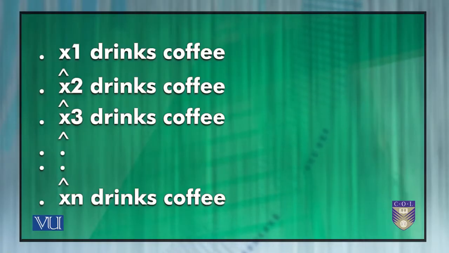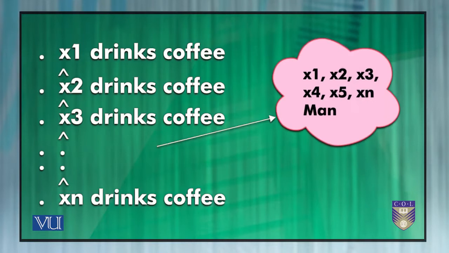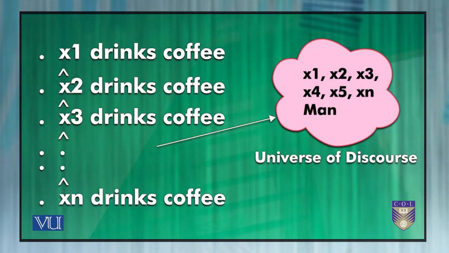And X2 drinks coffee, X3 drinks coffee, and so forth. Xn drinks coffee, a number of these people. And on the right, you see a universe of discourse, men, or called man here, right? So from there, we are picking up that X1, X2, Xn, they drink coffee.